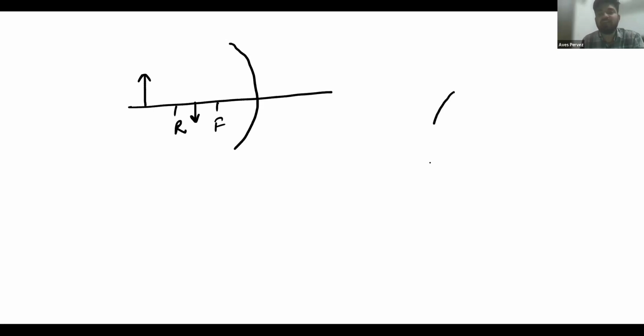And if you are having the convex mirror, so convex mirror always forms a diminished image. So wherever the object is placed, the image will be formed between focus and pole. The image will be formed here. So we can say the image will be formed behind the mirror, and it is also diminished.